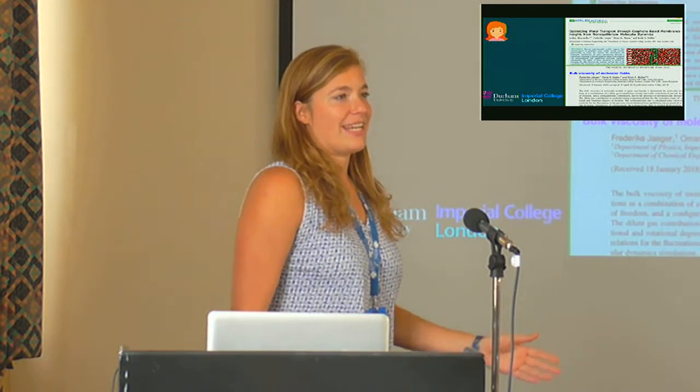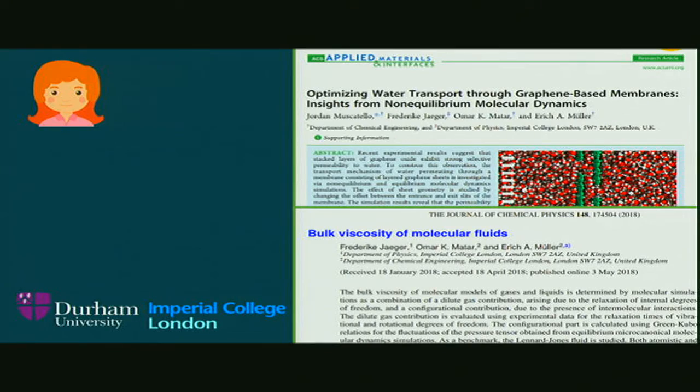I'm a physicist by training, so I did my undergrad in theoretical physics at Durham University, and then I did a PhD at Imperial, again in physics / chemical engineering, where I worked on simulating water flows through membranes, for the application of water desalination, because we all want to save the world in some shape or form, right? So I did that there.